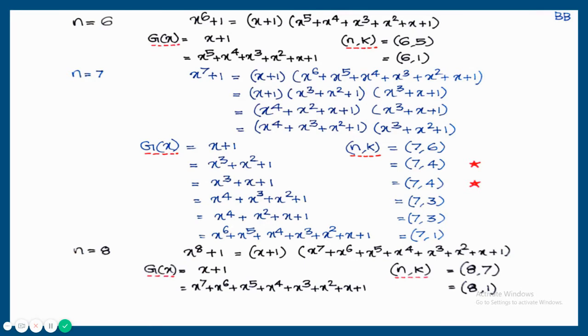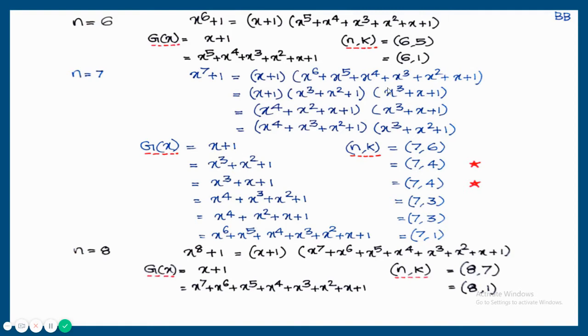Next number is 7. n is equal to 7. That is, x raised to 7 plus 1 is going to be factorized. This is the factorization result: x plus 1 into x cube plus x square plus 1 into x cube plus x plus 1. From this, we can write different polynomials. Like these two are going to be multiplied, then x raised to 4 plus x square plus x plus 1. And then x cube plus x plus 1.